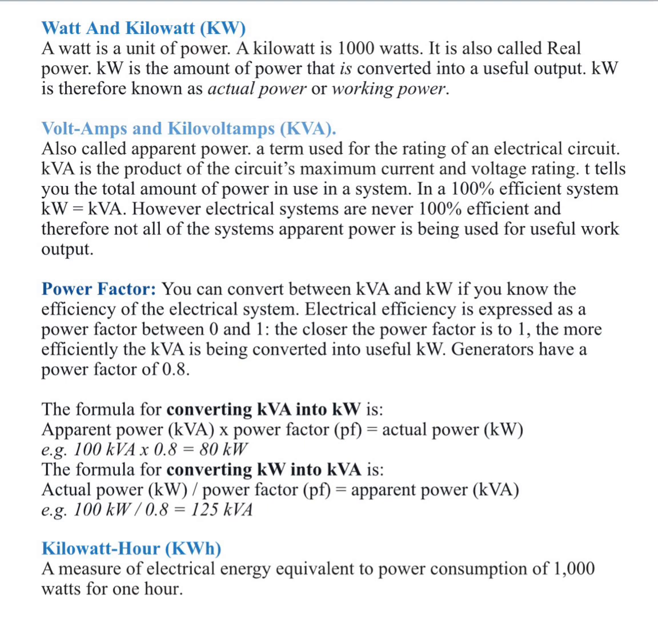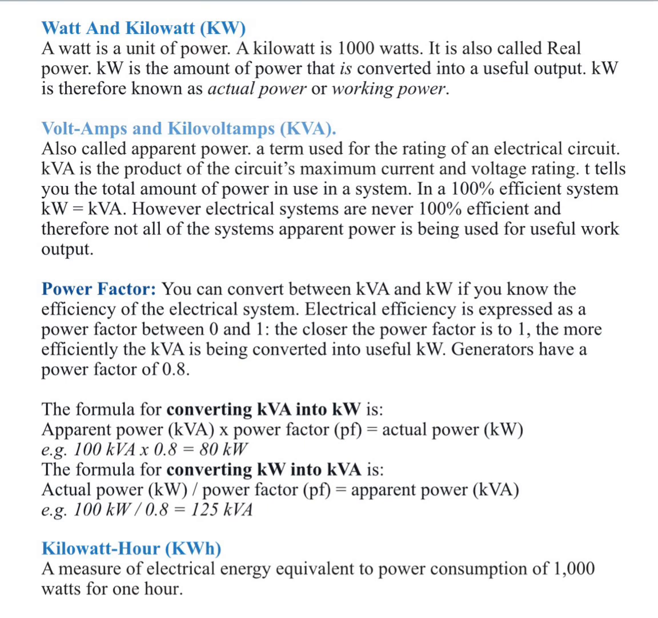Electrical efficiency is expressed as power factor between 0 and 1. The closer the power factor is to 1, the more efficiently the kVA is being converted into useful kilowatts. Kilowatt, as we explained earlier, is the actual power or the working power. Generators have a power factor of 0.8, which means an efficiency of 80%.